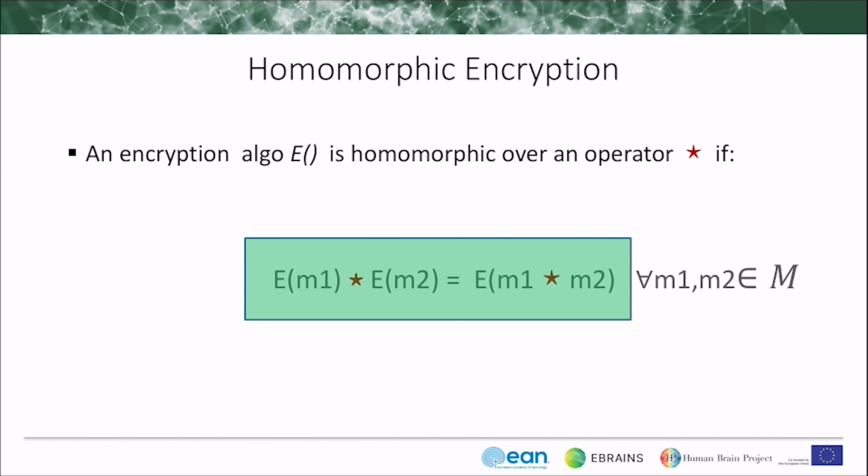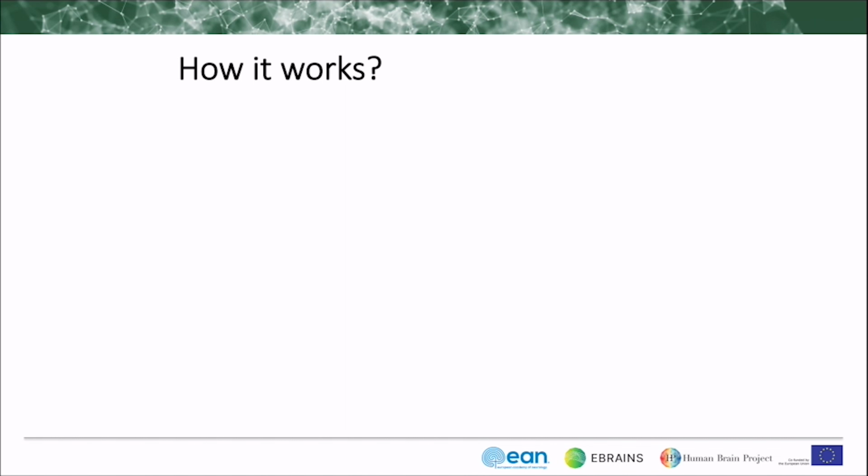So how do I define a homomorphic encryption scheme? An encryption algorithm is said to be homomorphic with respect to a given operator, here defined as a star symbol, if the encryption of a value M1 combined with the star operator with the encryption of a value M2 is equal to the encryption performed over the result of M1 star M2. If this equation holds for every pair of possible messages that you want to encrypt, we say that the encryption is homomorphic. So how does it work? The homomorphic encryption scheme exploits the algebraic structure of the encryption algorithm.